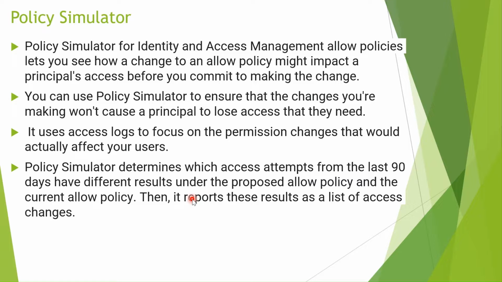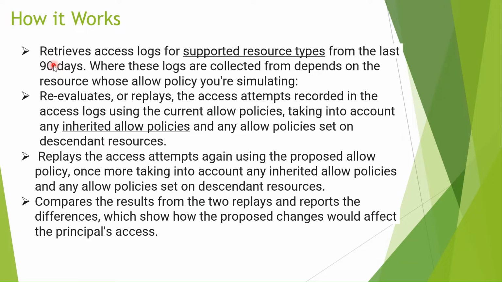Suppose you have a user and you are changing his access. It will take the last 90 days of access logs and compare them under the proposed allow policy and the current allow policy. It will give us a list showing what access was there before and what access there is with the proposed policy. If we are okay with the results, we can click OK to proceed. It doesn't compare the permissions, it just compares the access logs, and shows all the results.